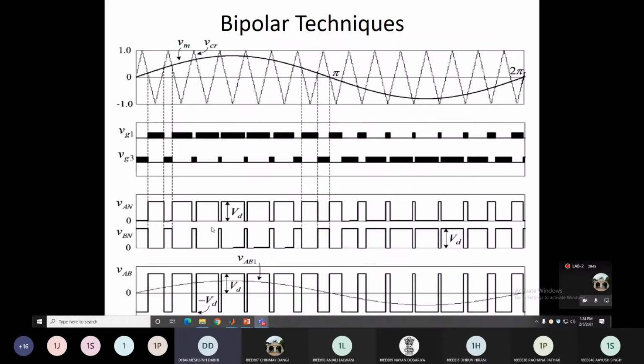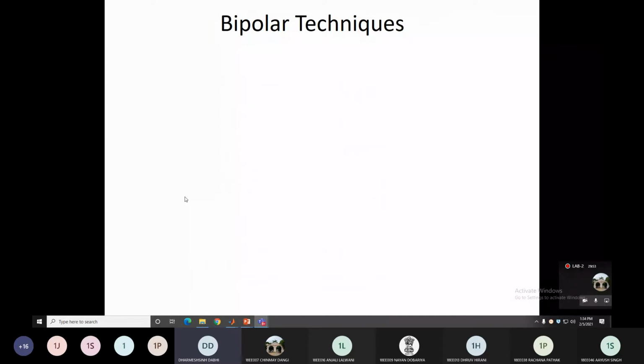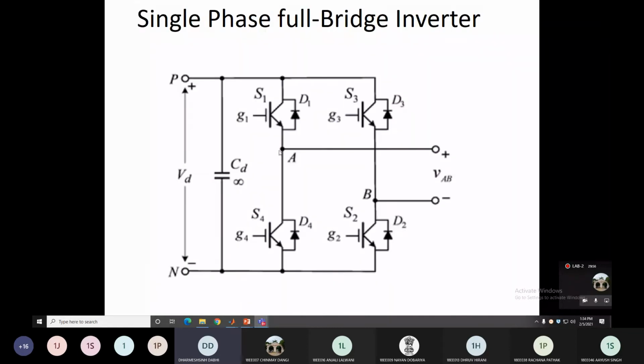Clear? So you can see that here two voltages are given. One is VAN and the other is VBN. You can see in the circuit diagram, this is the A terminal of your load and this is the B terminal of your load. Here we first measure the potential between the A terminal and the neutral terminal of your supply. This is the neutral. If you measure the voltage between A and neutral, you get the positive voltage when S1 and S2 are on. Yes or no? When S1 and S2 are on, if you measure the voltage between A and neutral, you get the positive voltage.